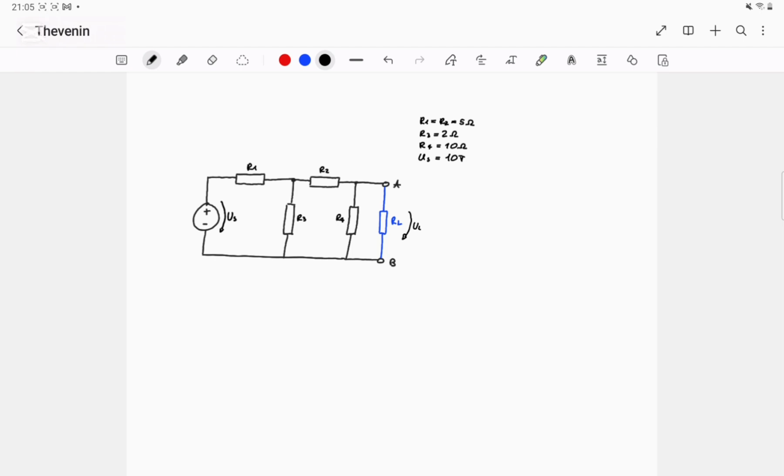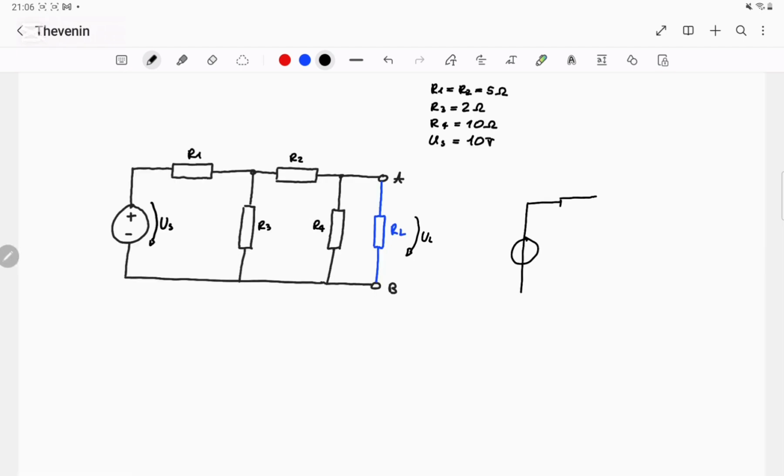Now, the Thevenin equivalent circuit consists of just two components, a single voltage source known as the Thevenin voltage and a single resistor known as the Thevenin resistance. These two elements replace everything up to the terminals A and B. Everything beyond these terminals, such as the load resistor, stays exactly the same. It's important to note that this load doesn't have to be a simple resistor. It could also represent a more complex subcircuit.